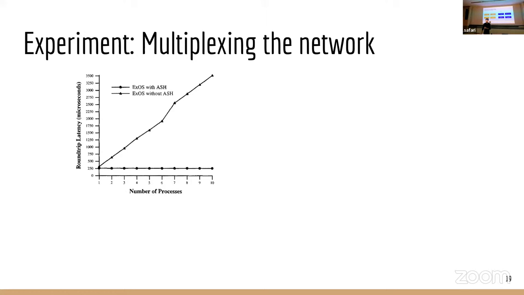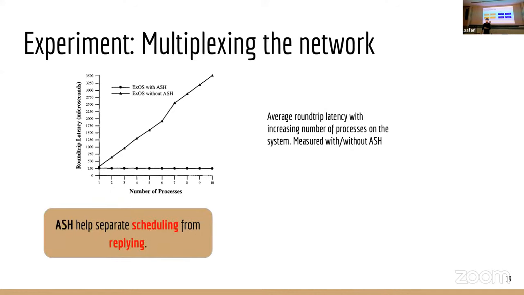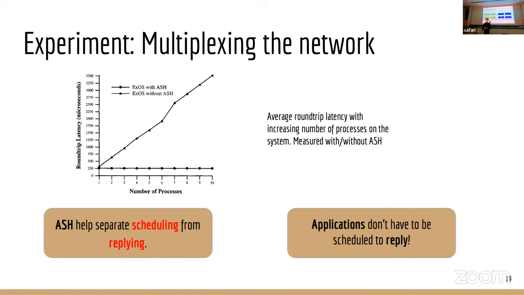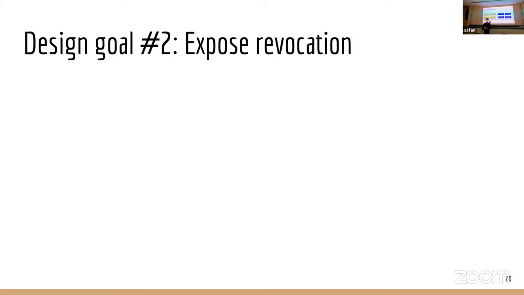And also there was a test for the kernel without being provided an ASH from the XOS and also being provided an application safe handler. As you can see, as the number of processes grows, the round trip latency also grows when we don't have an application safe handler, whereas it doesn't grow for the case where we have an application safe handler. This is because the application safe handler can separate scheduling from replying. An application doesn't have to be scheduled to reply because of the application safe handler. And basically this speeds up everything.